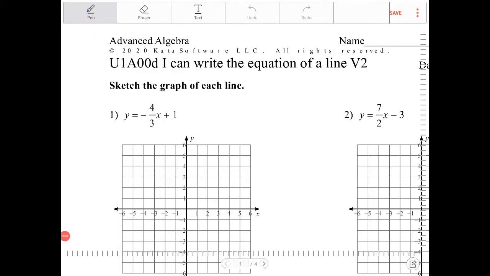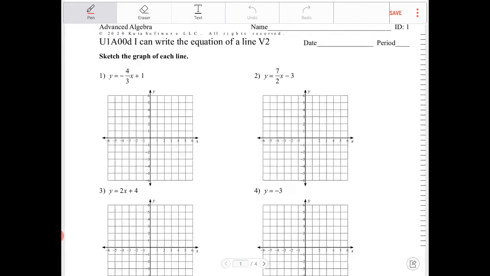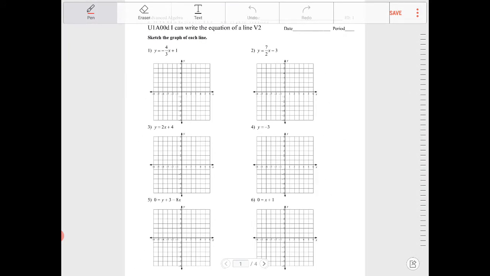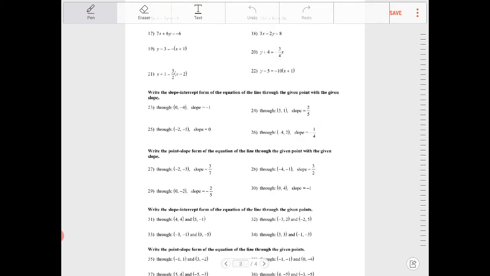This is lesson U1A00d. In this video, I will be going over exercises on how to write the equation of a line. I actually started this exercise in a previous video, and I am going to wrap up this exercise in this video. So let's take a look. We did examples on this page in the last video, and we did examples on this page in the previous video. And we're up to here.